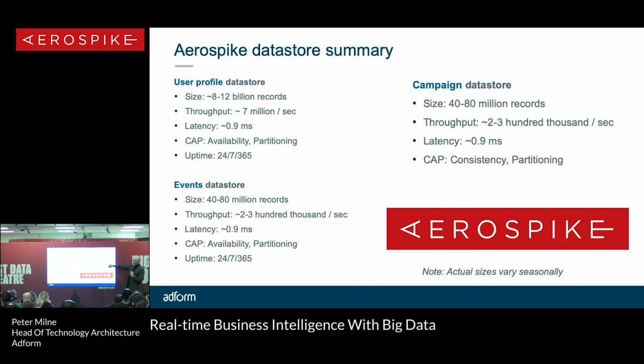And then the campaign data store is kind of related to the number of campaigns and execution plans you have. Once again, not a huge amount, 40 to 80 million. Throughput is 200 to 300,000 a second, so much smaller. Latency is still low. So we can update a counter in a millisecond. So we can increment and read a counter in a millisecond.